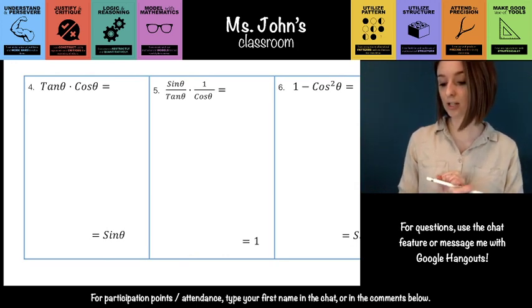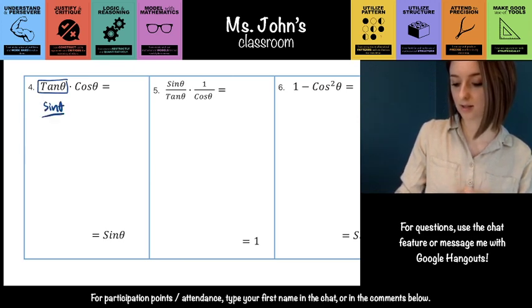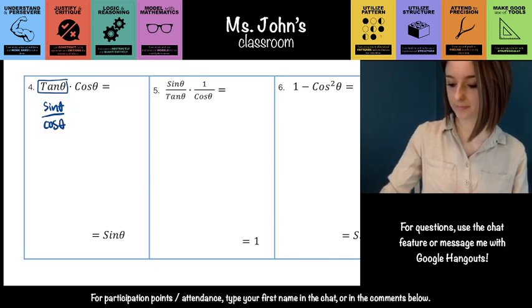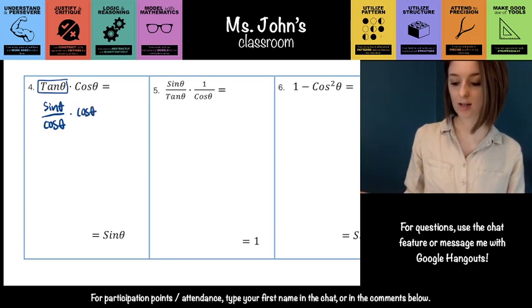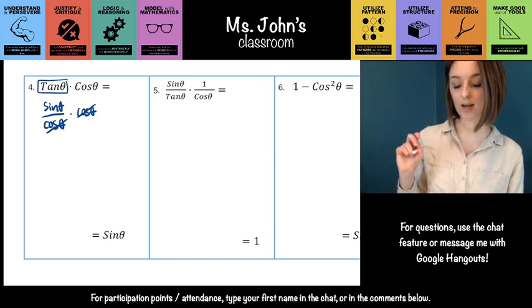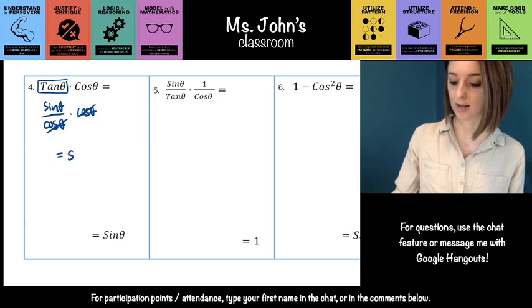Let's try this one. Tangent. I'm going to replace tangent with sine over cosine, and we still have times cosine of theta, which ends up canceling because we have divided by cosine of theta and multiplied by cosine of theta, so it ends up being just sine of theta.